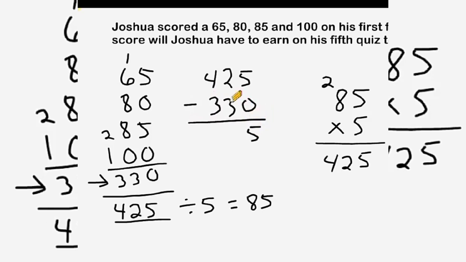5 minus 0 is 5. We take 1. 12 minus 3 is 9. As over here, obviously it's 3. 3 minus 3 gives us nothing. So our final answer is 95, and 95 is the 5th quiz mark of Joshua.